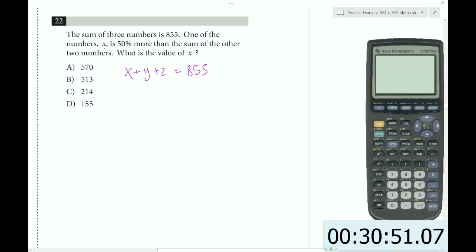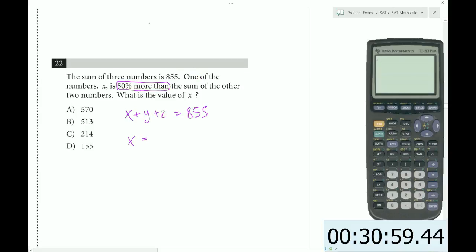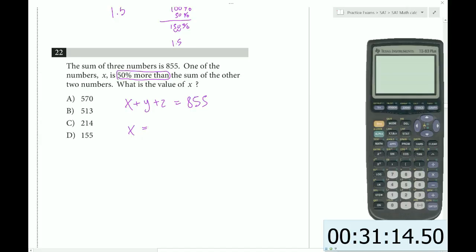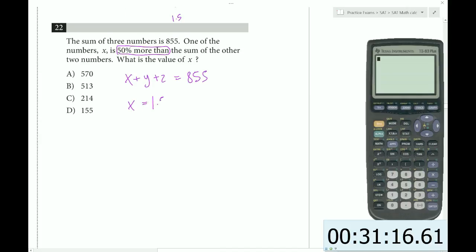One of the numbers, x, is 50% more than the other two. "x is" means equals, and "50% more than" means a 1.5 multiplier. So 50% more than means we start with 100%, add 50%, that makes 150%. Then we remember percent means divide by 100 or move the decimal twice to the left. So that gives us 1.5 times the sum of the other two numbers, which would be y plus z.